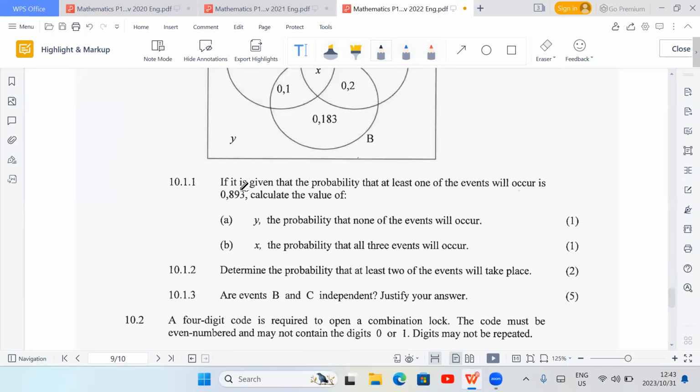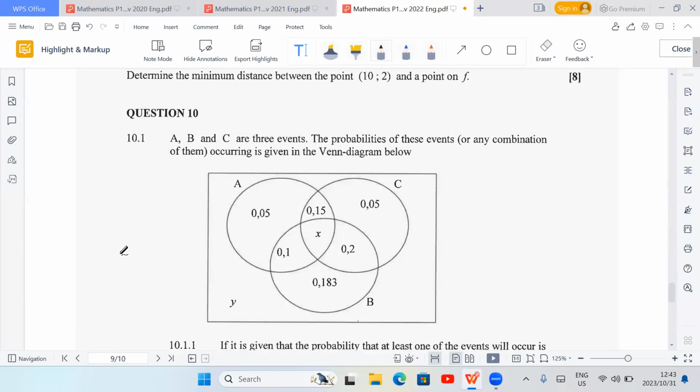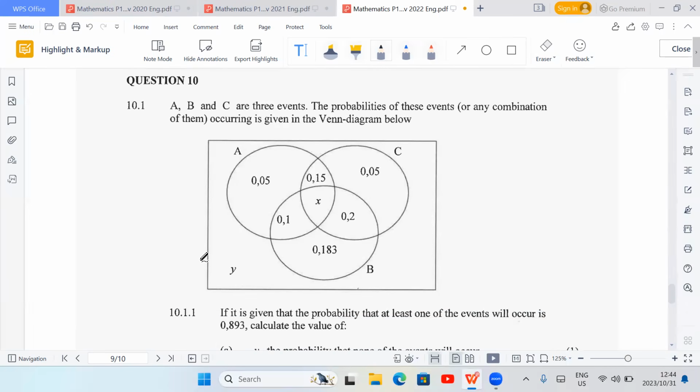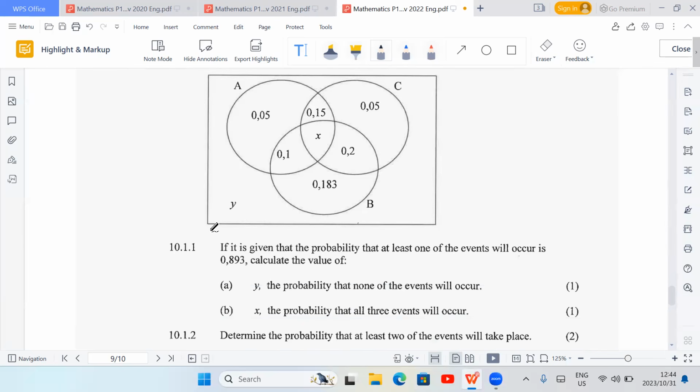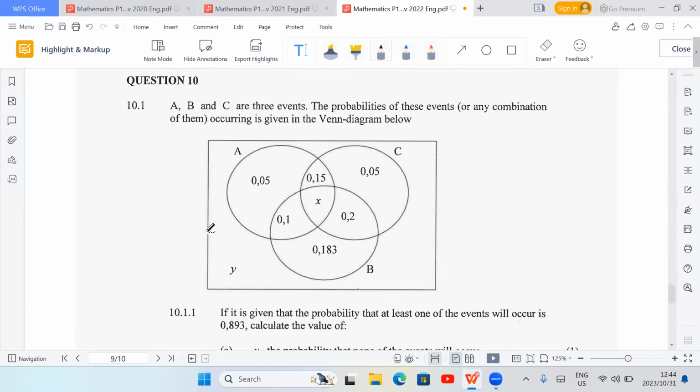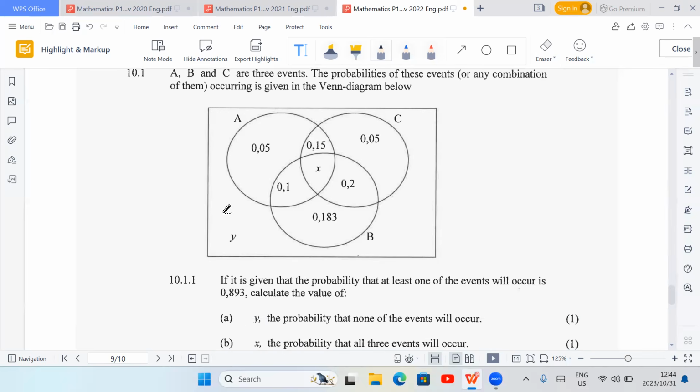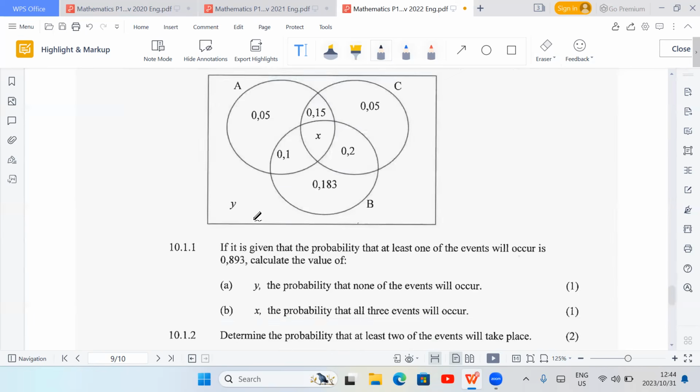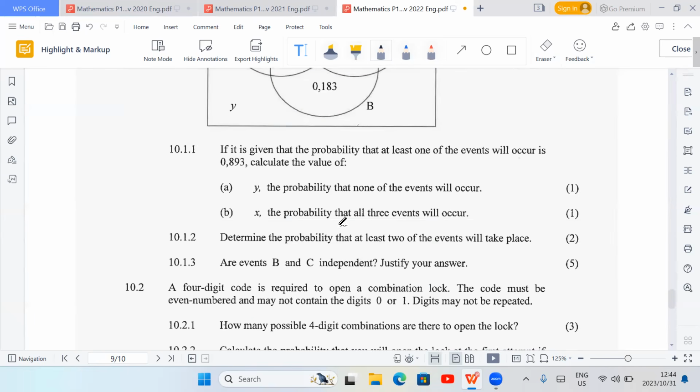Then 10.1.1, it is given that the probability that at least one of the events will occur is 0.83. So this one is on Venn diagram. Remember, I said basic probability, Venn diagram, tree diagram. Those are the ones you should look at. And then also contingency table. Though I haven't seen contingency table a lot in grade 12, I usually see contingency table in grade 11. I don't know what's the deal with contingency table in grade 12, or is it not examined in grade 12?